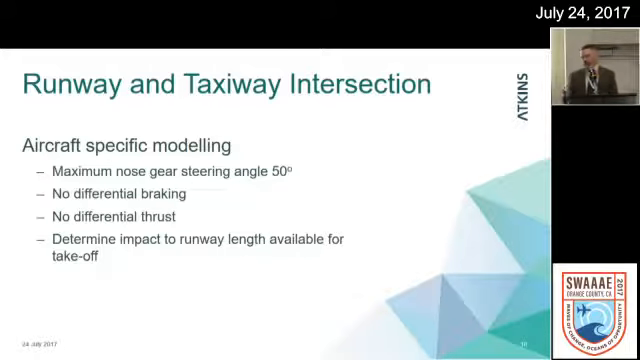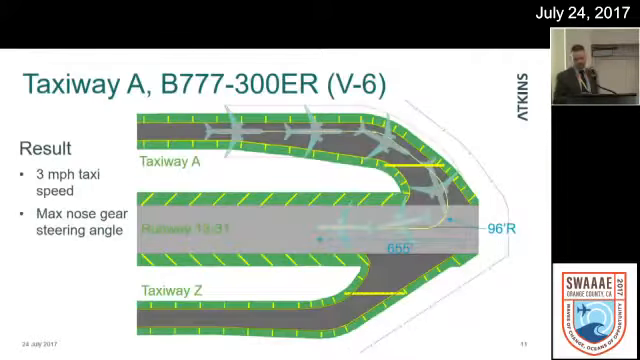And finally, the goal here is to minimize the impact on the runway for takeoff. So I want to run through the cases that we went through, and I'll summarize them at the end. Basically, when we look at Taxiway Alpha coming into runway 13/31 with a Boeing 777-300ER, we maxed out the turning radius on that aircraft. We made it as tight as we could. What does that do? That reduces our taxi speed to 3 miles per hour, maxes out the nose gear steering angle, loads up that nose gear, but what it also does is it increases the time it takes that aircraft to get onto the runway, which can potentially hold up your aircraft that are holding for the next departure.